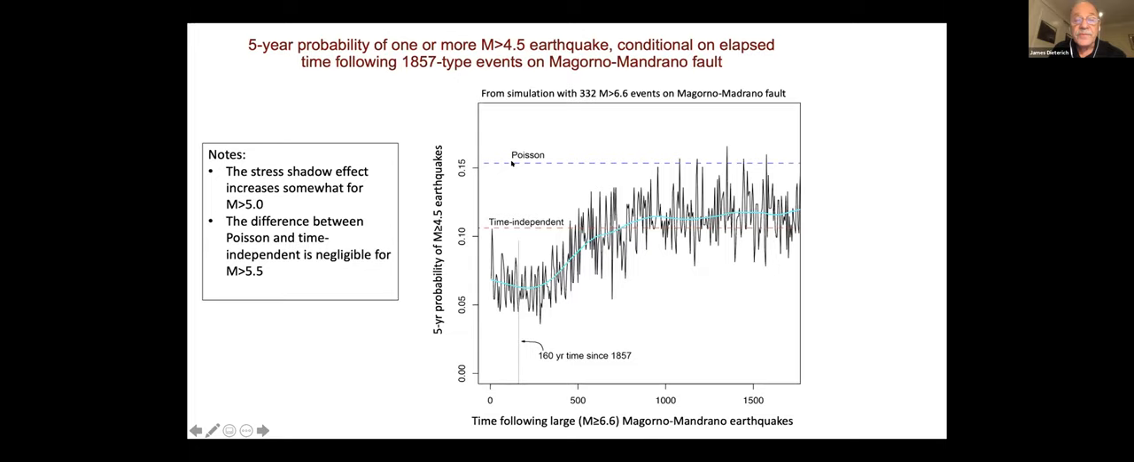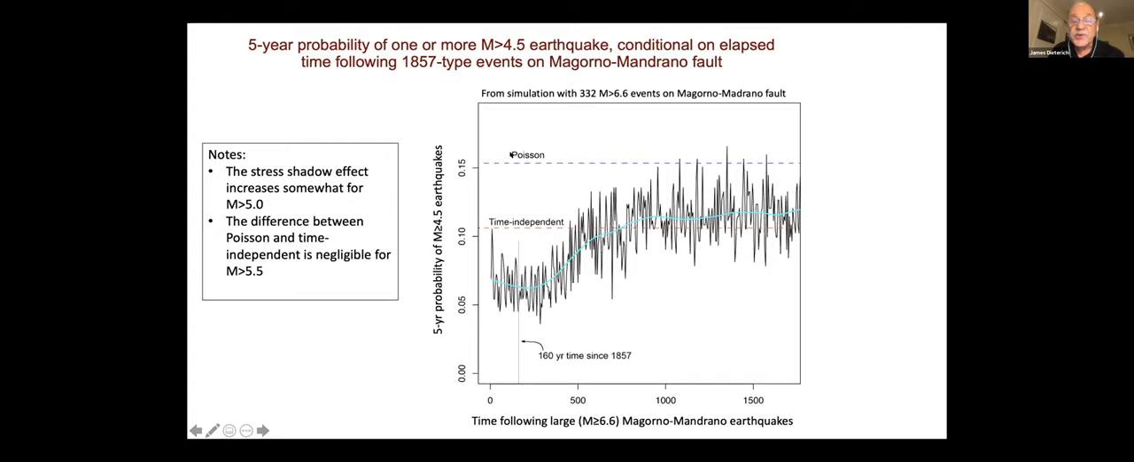Interestingly, the Poisson is larger than the time independent. I think going into this, we thought these would be the same. But the Poisson, what it does is, there could be huge numbers of aftershocks following the larger events. And when you do a Poisson probability in an unclustered catalog, it spreads those earthquakes over the entire system. And this difference disappears pretty much when you go to the larger earthquakes, since it's dominated by the small aftershocks.